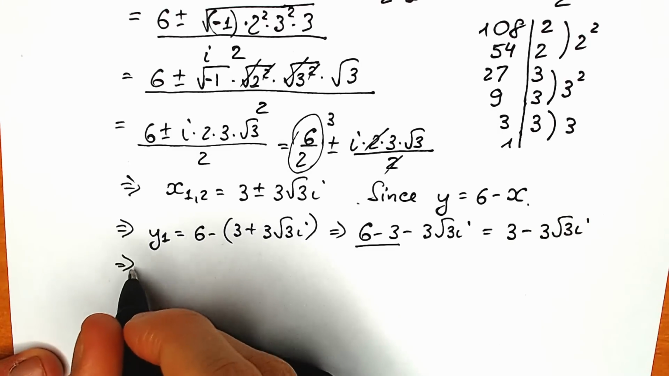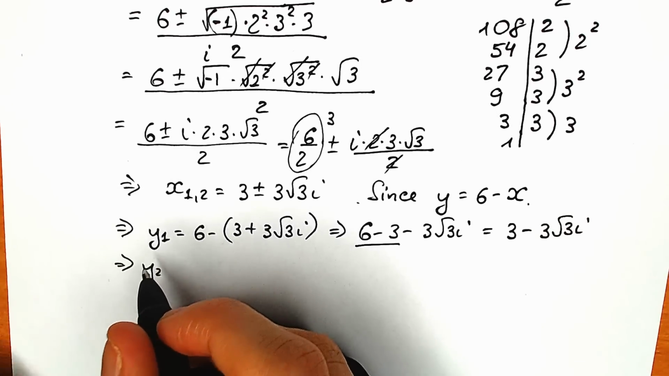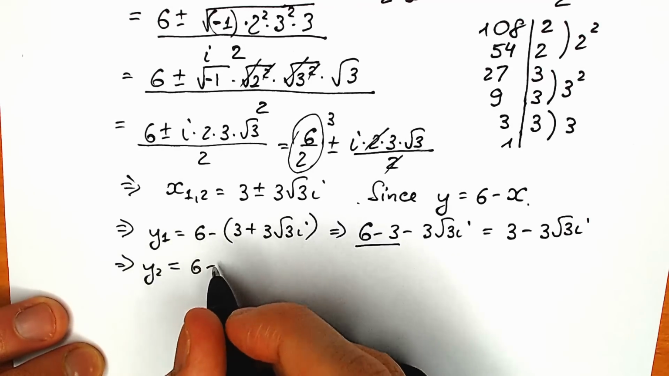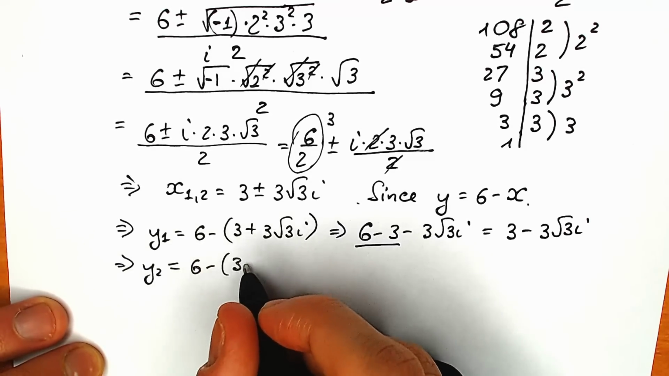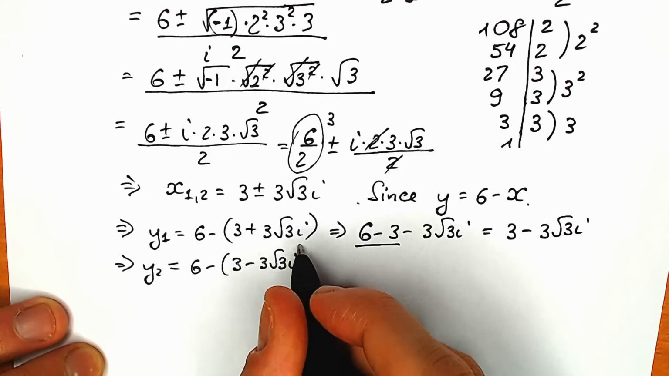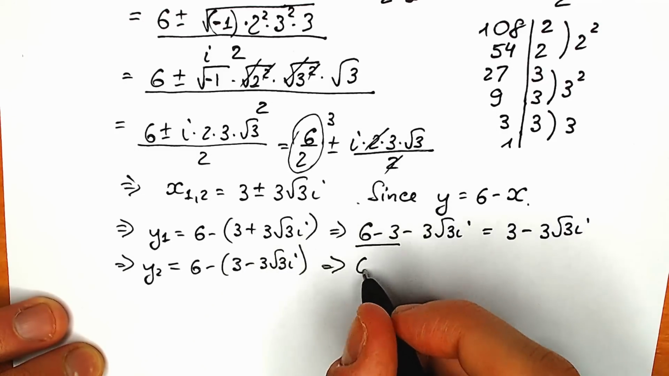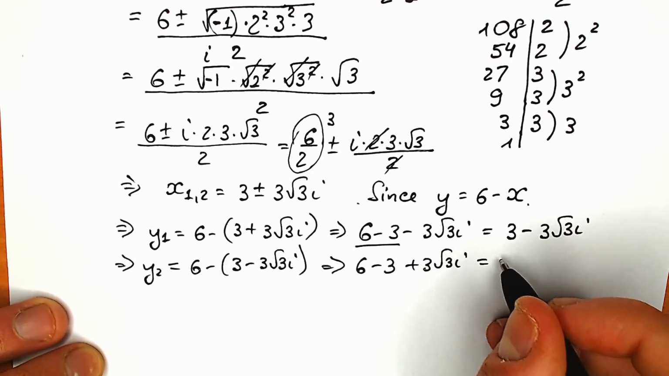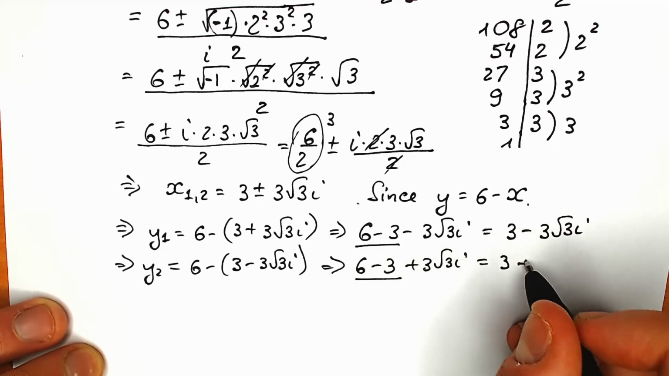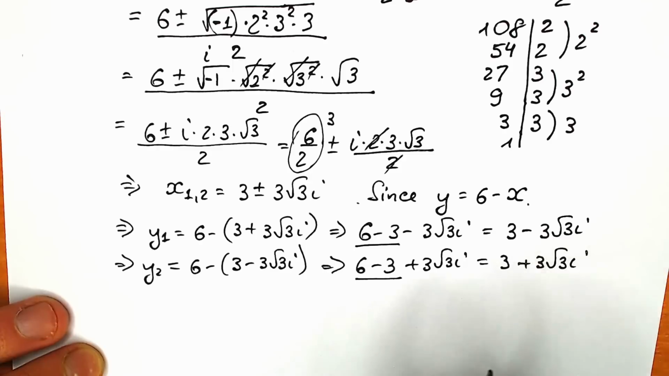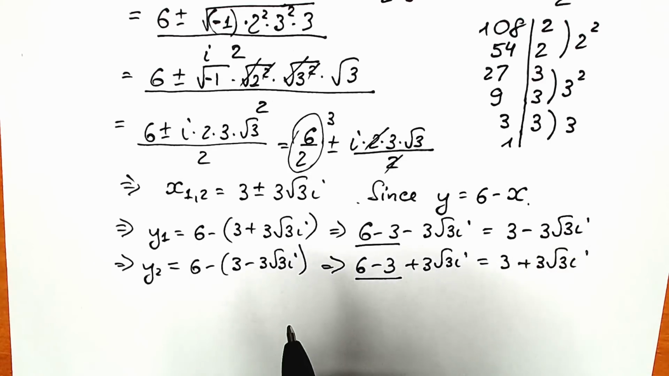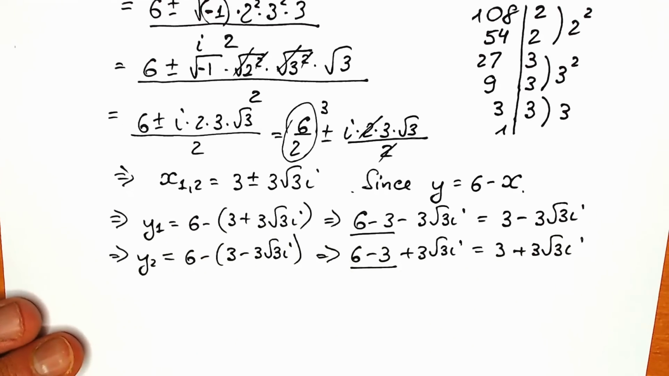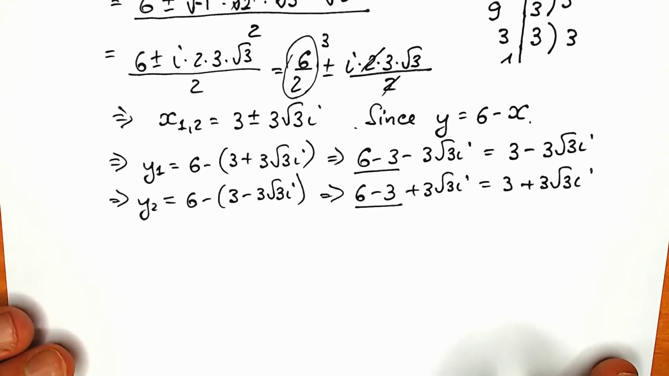And we're gonna have like y second. So y second equal to, we have 6 minus, let's go with negative sign, so we have 3 minus 3 square root of 3 times I. As a result, right here we have 6 minus 3 and plus 3 square root of 3 times I. Okay, so we have 3 right here plus 3 square root of 3 times I, and we can easily write our pairs, because we find our y first, y second, x first and x second, so we can easily write our pairs and we will check our answer.